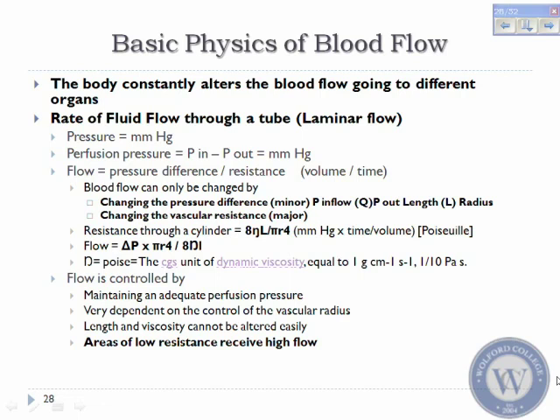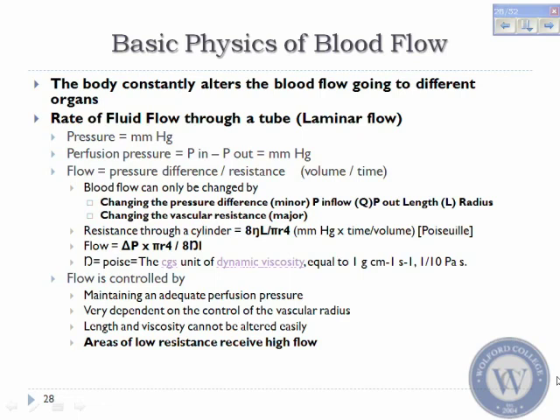So I'm not going to go into that. I don't expect you to memorize these equations. I just want you to understand the concepts that as you increase resistance, flow begins to decrease. If perfusion pressure decreases, flow decreases. Those are the concepts I just want you to have in your mind. Okay? So flow can be controlled by maintaining adequate perfusion pressure, which is the top part of this equation.